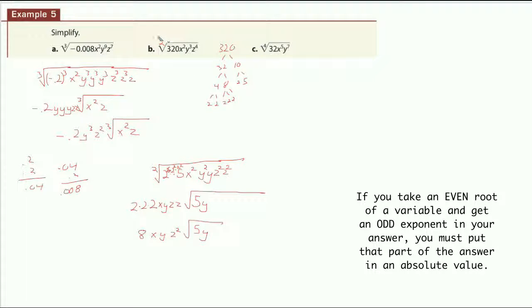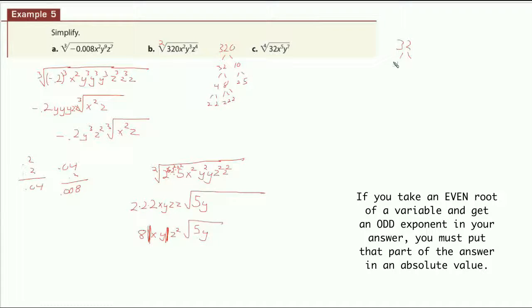Now, this is even. This is an x to the first and a y to the first. We have to put absolute value around those. We could put around each of them individually, but actually we can just put them together. You can multiply x times y and then take the absolute value of it. You need to make that large enough so it doesn't look like 81 out there. So we do need the absolute values there because we had an even root and we ended up with odd exponents out here. And our last one, it's been a long lesson, but here we go, 32.